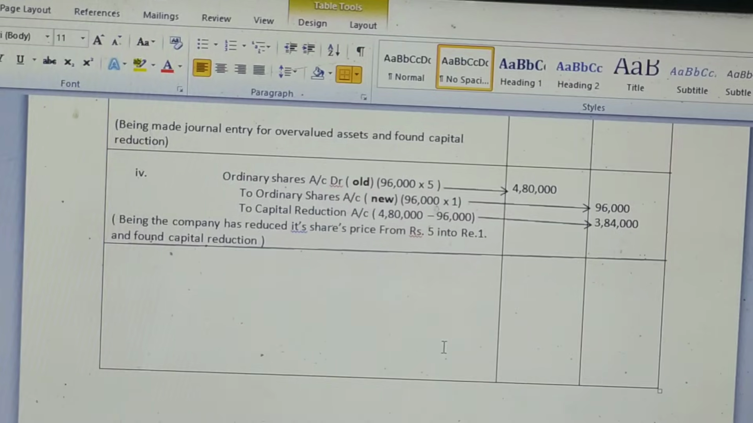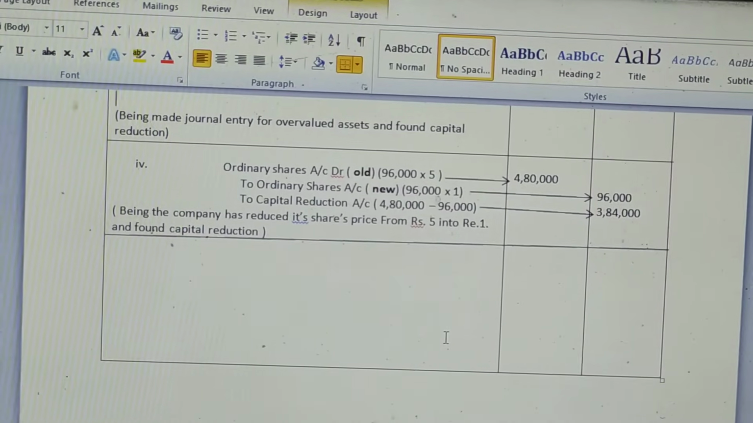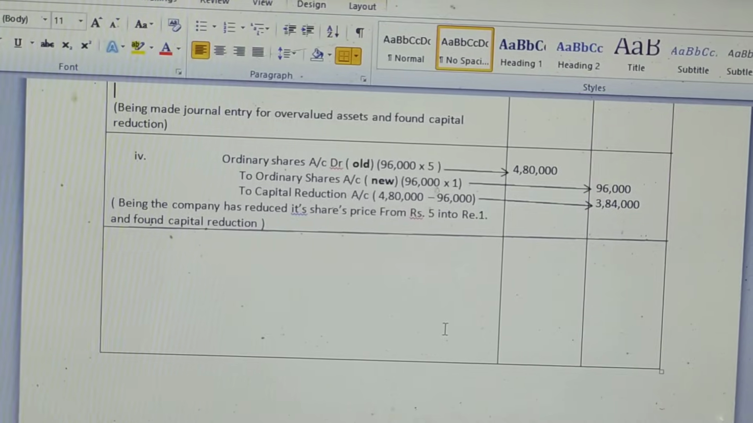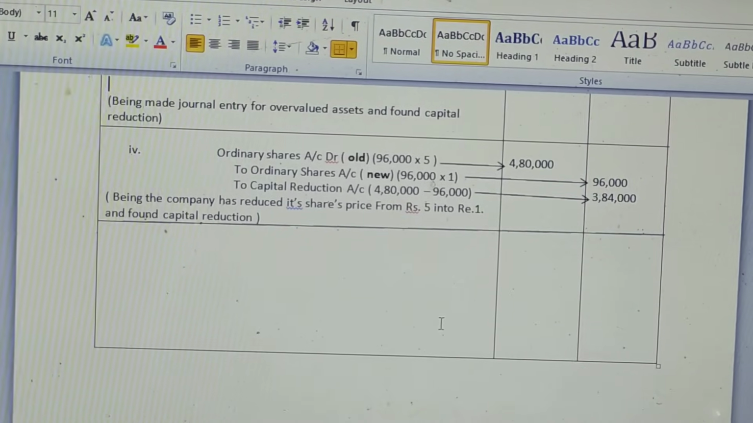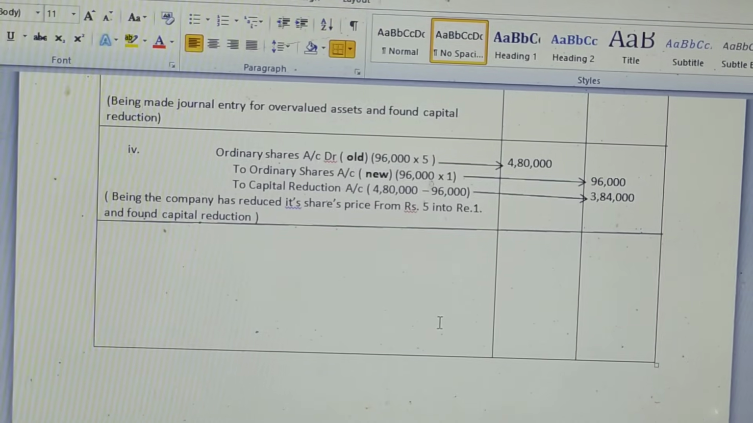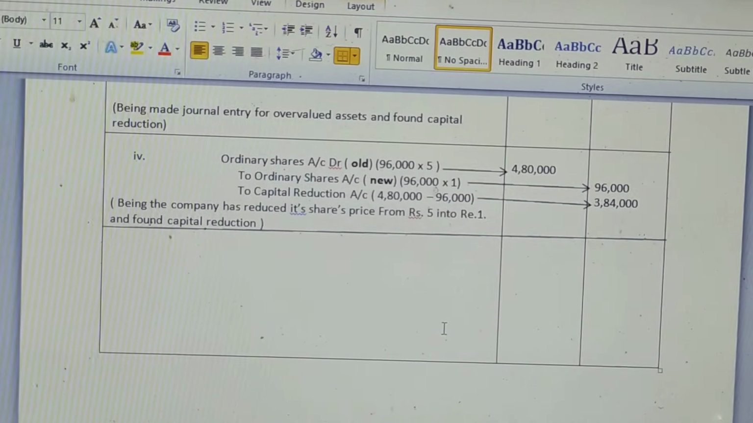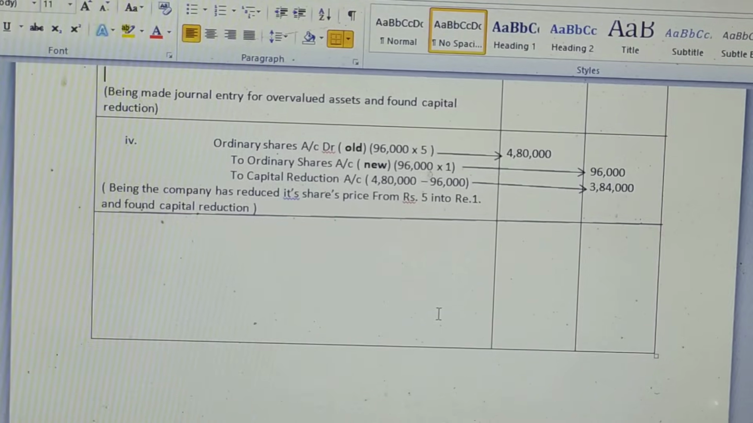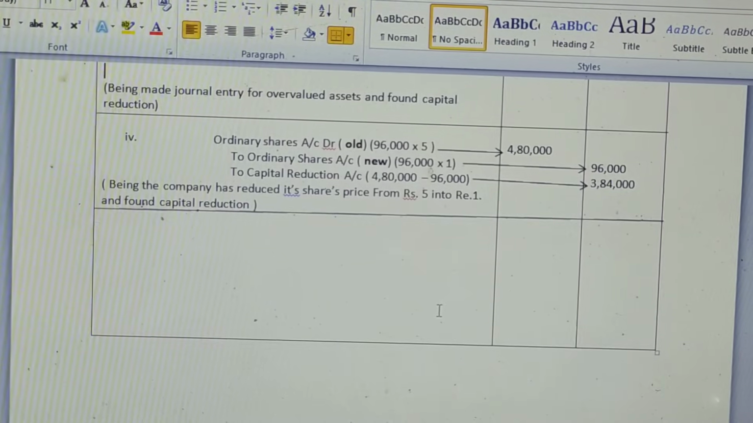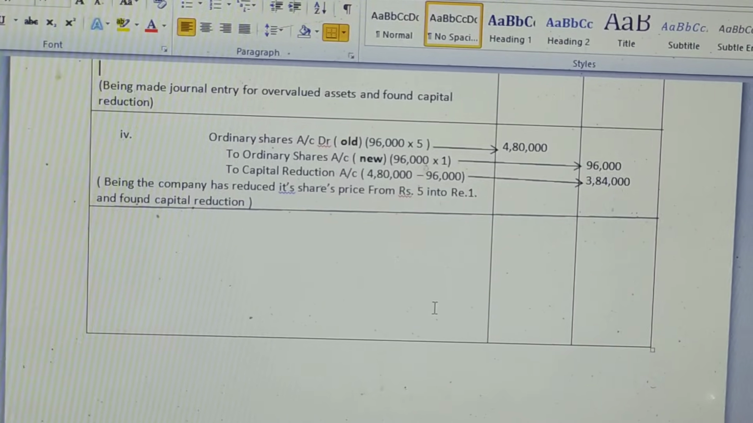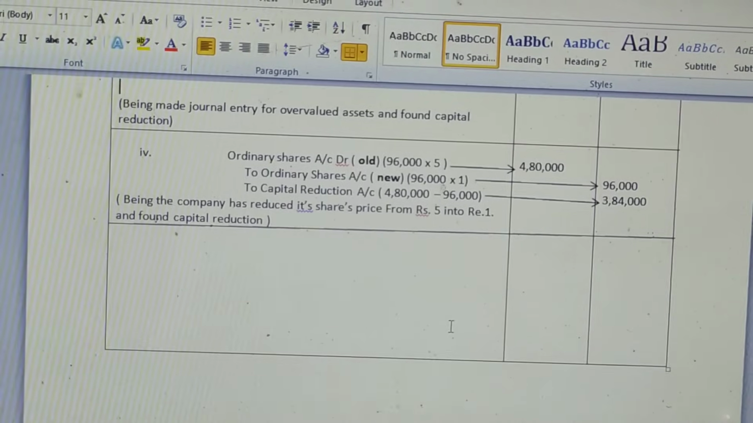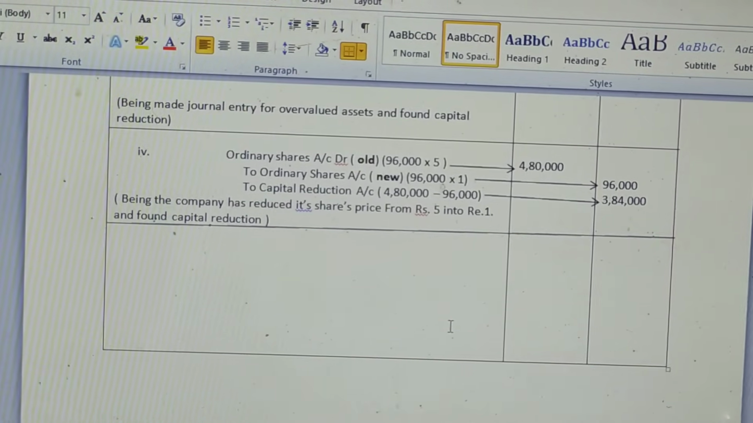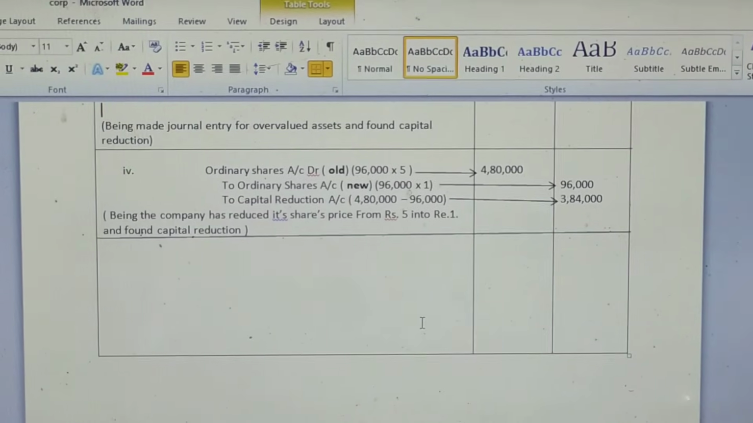And journal entry 4 is ordinary shares account debit, old value 96,000 multiplied by 5. The total amount is 4,80,000, which we have to mention in the debit side. And to ordinary shares account new, 96,000 multiplied by 1. The total value is 96,000, which we have to mention in the credit side. So the difference value is 3,84,000. That is called capital reduction. It means 4,80,000 minus 96,000.